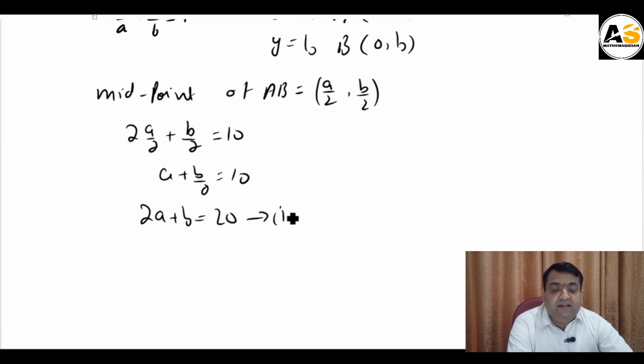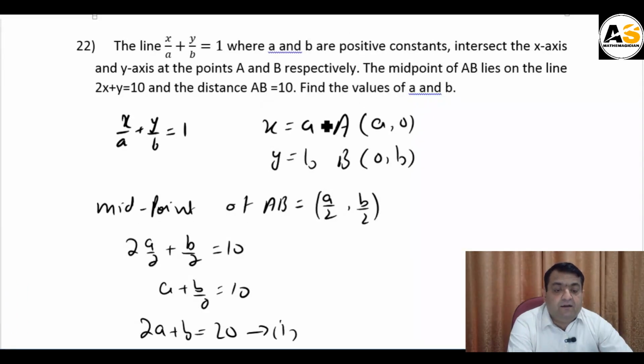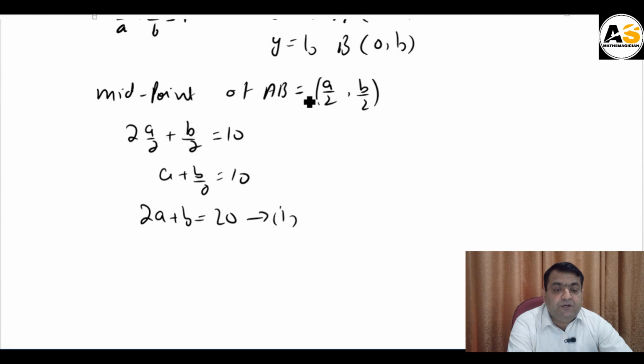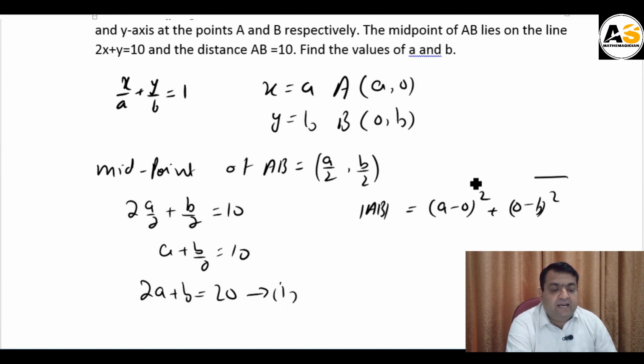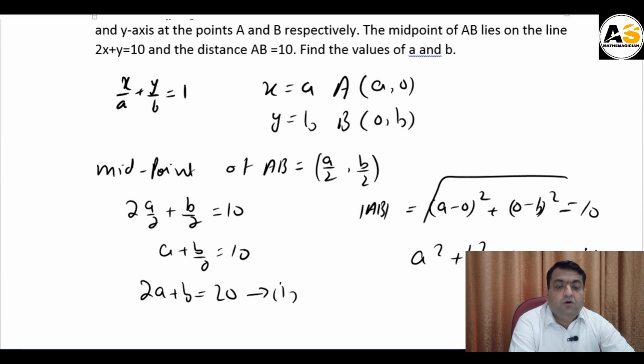Next information given is that AB distance is equal to 10. The distance between A and B is equal to 10. So how will we calculate the AB distance? AB distance will be equal to the square root of (a minus 0) square plus (0 minus b) square. This is 10, which gives me a square plus b square is equal to 100. This is the second equation. Now we will solve these two equations to find the values of a and b.